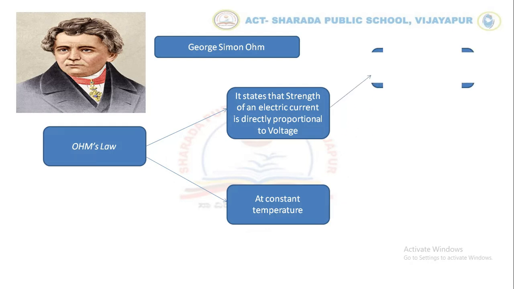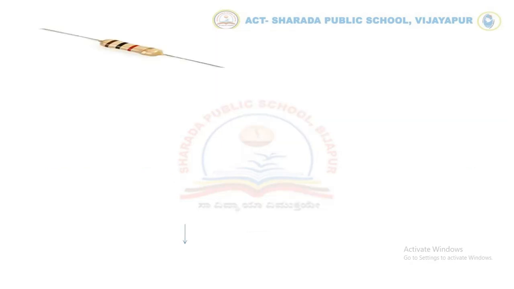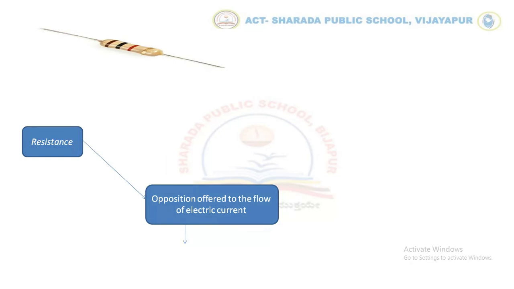Its mathematical expression I is equals to V by R. V is equals to I into R, where I is an electric current and R is a resistance. Let us look at resistance. It is an opposition offered to the flow of electric current. SI unit is ohm.